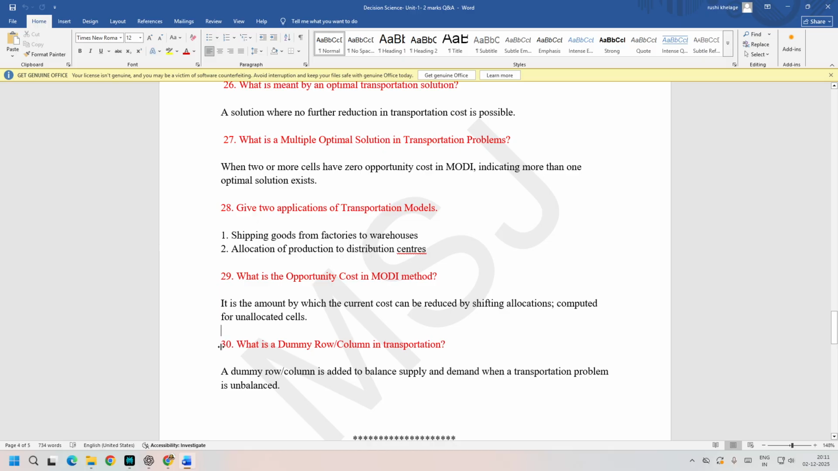And this is the last question of Unit 1, question number 30. What is the dummy row or column in transportation? A dummy row or column is added to balance supply and demand when the transportation problem is unbalanced. Means in the case when the transportation problem is unbalanced, at that time these are added to it, and these are called dummy, because these are not realistic. And this is all about the Unit 1 2 marks questions.